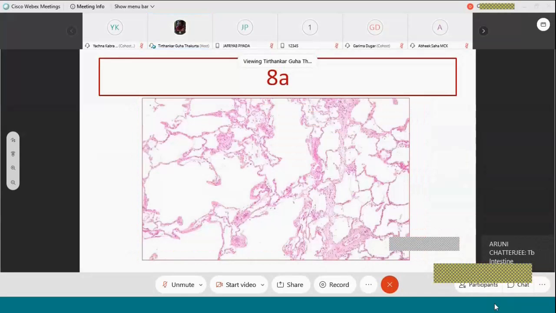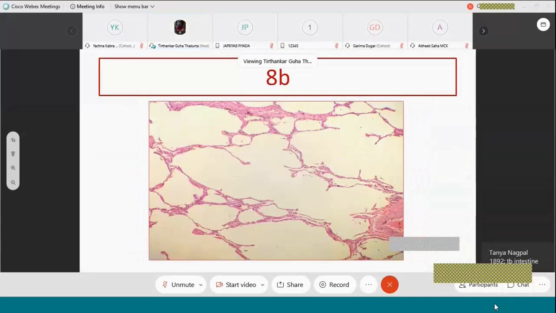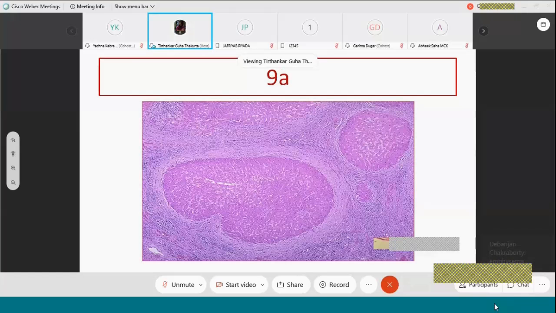What is your diagnosis here? Very good. The broken alveoli and large air spaces, and mentally you remember there is no granuloma. Don't write that, and therefore this must be emphysema lung. What is your diagnosis here? Cirrhosis of liver.